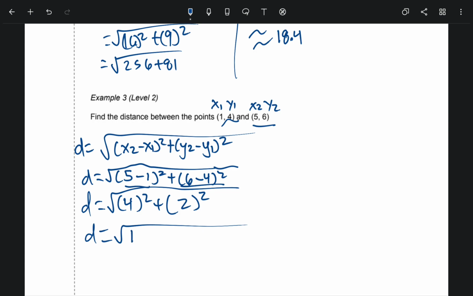Square both of those. So we get 4 squared is 16, plus 2 squared is 4. 16 plus 4 is 20. So now we have to take the square root of 20, which is about 4.5.